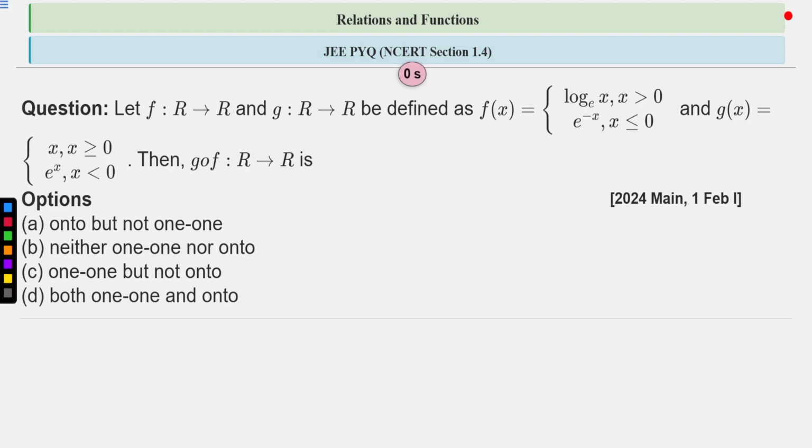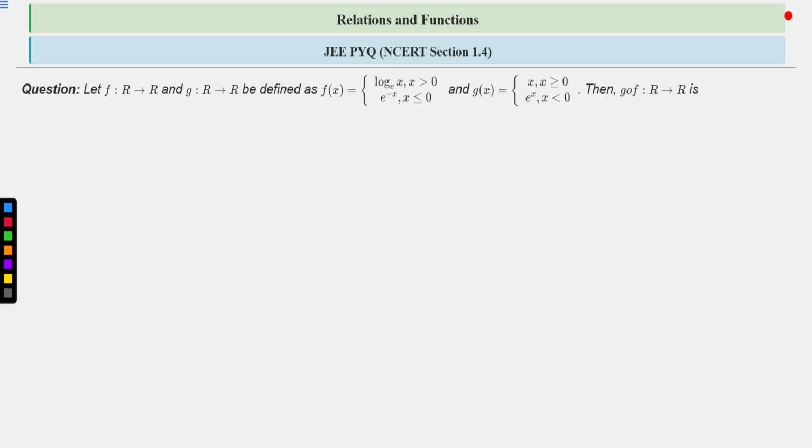Okay, let us move to the solution part. The question was let f be defined from R to R and g be defined from R to R as f(x) equal to log x when x is greater than 0 and e to the power minus x when x is less than or equal to 0, and g(x) is equal to x when x is greater than or equal to 0 and e to the power x when x is less than 0. Then we need to find the value of g(f(x)) from R to R. The correct option will be option B. Neither one-one nor onto is correct, right?